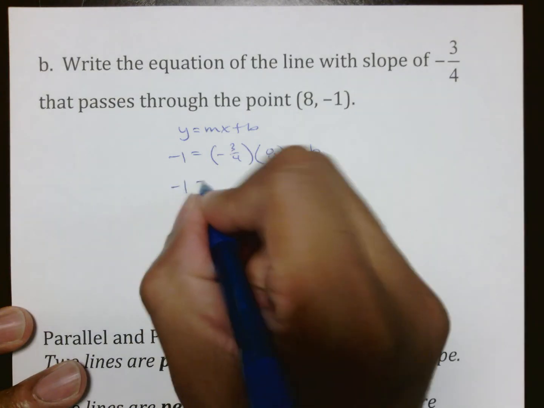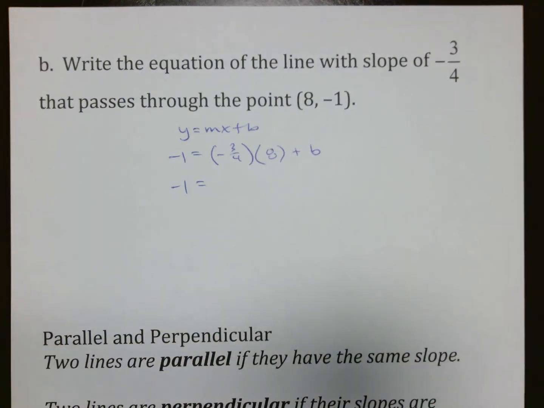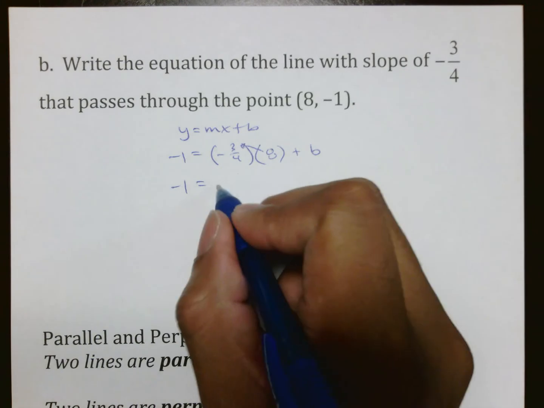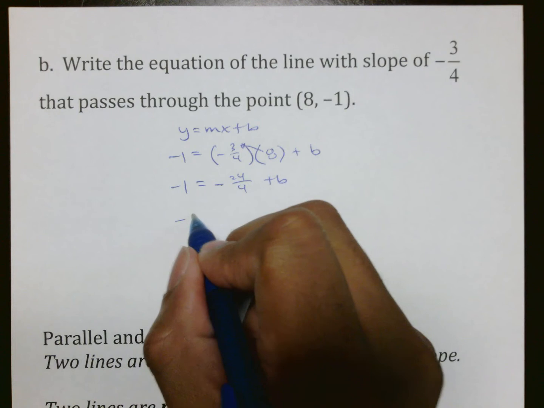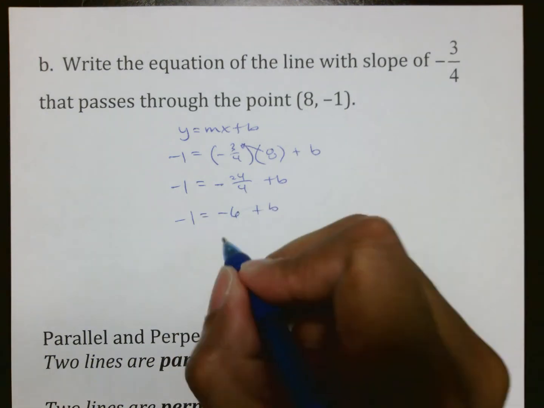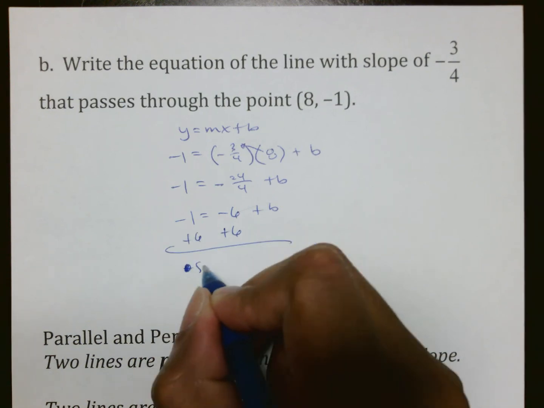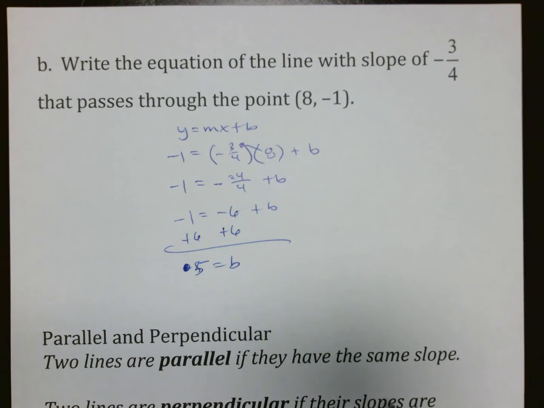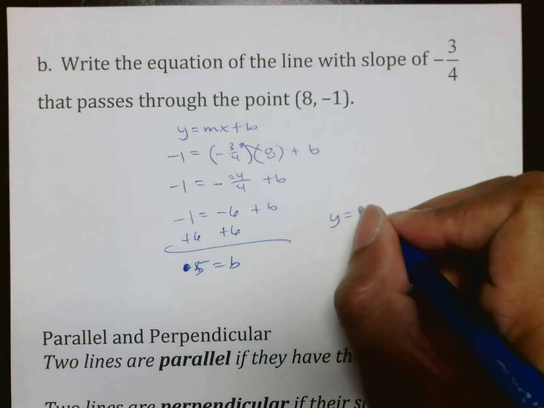Going through this, negative 1 equals, so we haven't really worked on multiplying a fraction by a whole number. Actually we have, you just did it in the other way, but the whole number always multiplies to the top. So this turns into negative 24 over 4 plus b. Now that simplifies to be negative 1 equals negative 6 plus b. Then add your 6 to both sides, getting 5 as your answer there. Now you have your answer as y equals negative 3/4 x plus 5.